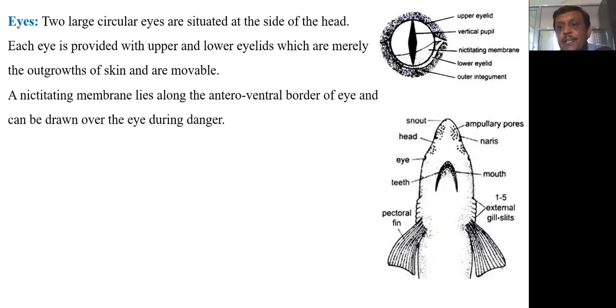A nictitating membrane, again here in the diagram we have shown the nictitating membrane. This nictitating membrane lies along the anteroventral border of the eye and can be drawn over the eye during danger. That means this nictitating membrane can be drawn completely over the eye. It covers the eye like a flap, or you can say just like a curtain. It covers the eye just like a spectacle, during danger. The pupil is narrow. Here the vertical pupil is there, which is narrow and vertical.